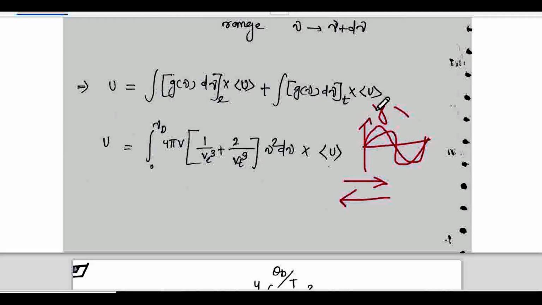That means there are two possibilities, or you can say these are the two states of polarization, like an electromagnetic wave. So that's why I have written 2 here, and for longitudinal I have written 1, because the longitudinal contribution is 1 and the transverse contribution is 2.